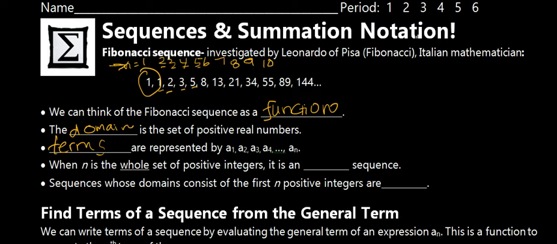When n is the whole set of positive numbers, it is called an infinite sequence. So n goes on forever to infinity. And sequences whose domains consist of the first n positive numbers are called finite.